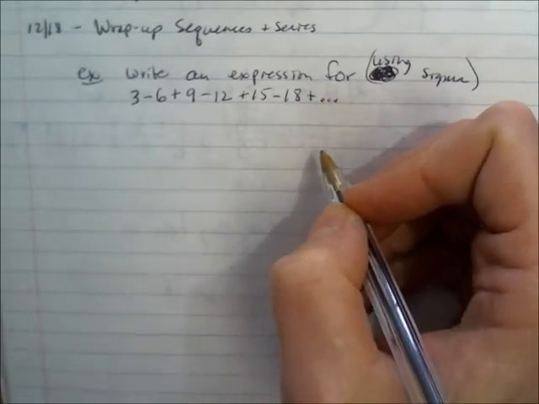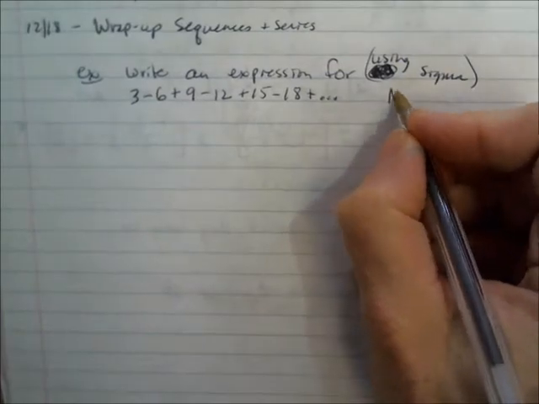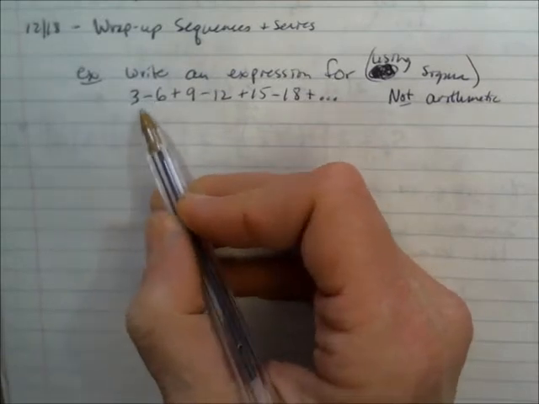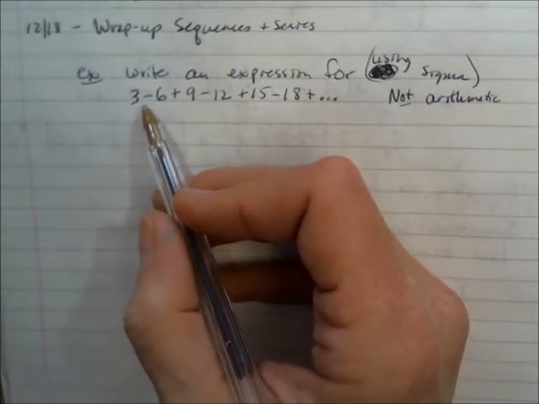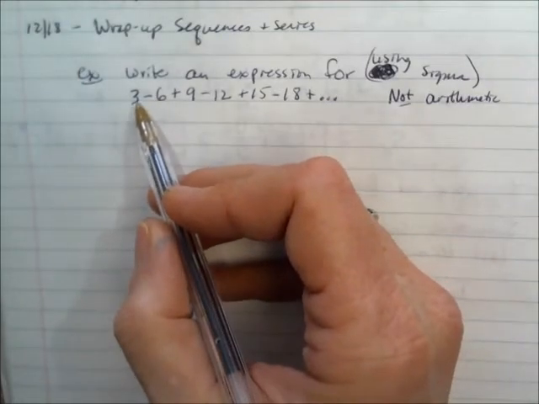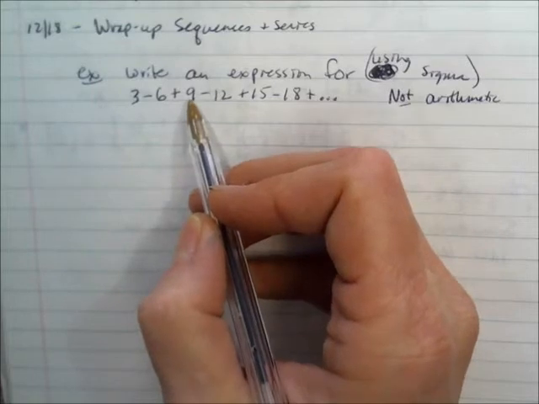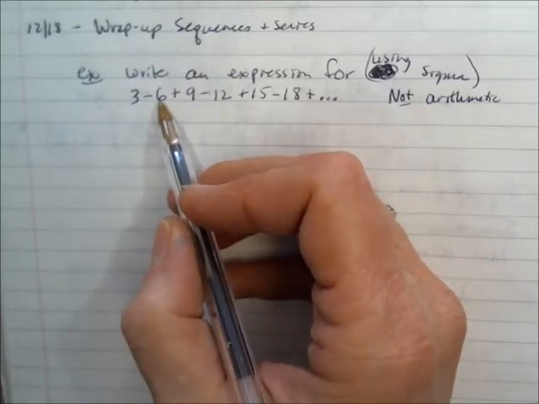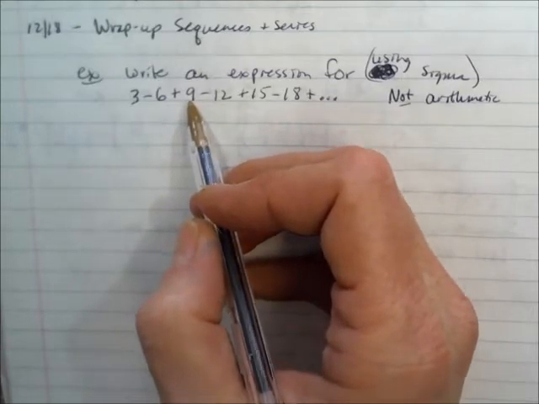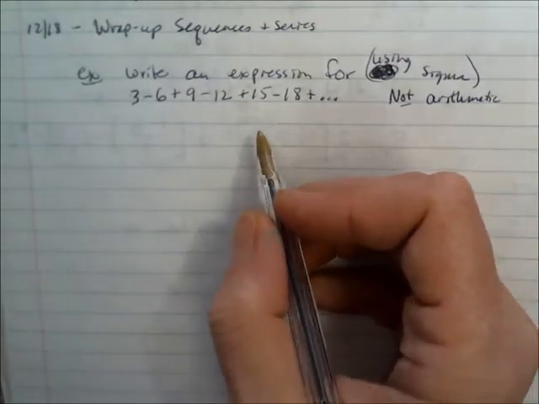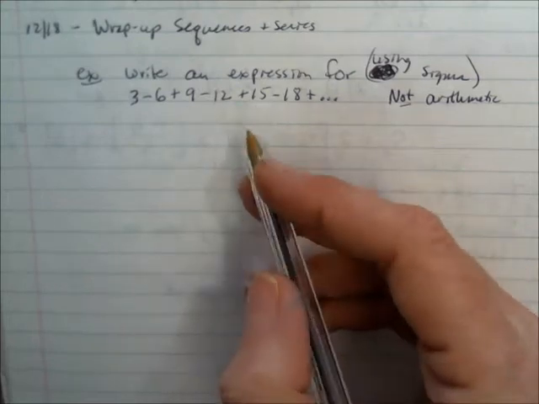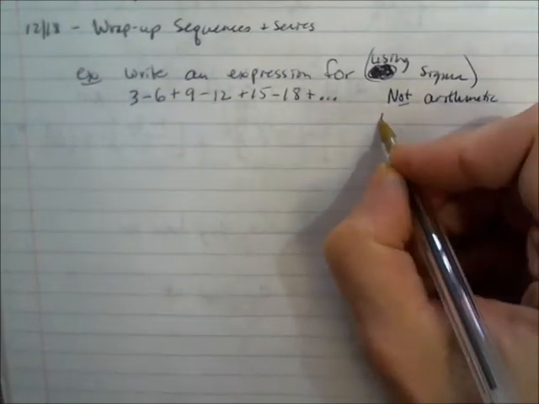infinite series. Now this is not arithmetic because the difference between two consecutive terms is not equal. The difference between -6 and 3 is 9, but the difference between 9 and -6 is 15, and the difference between -12 and 9 is -3. So you have something that's not arithmetic. But if you take the absolute value of these terms, it would become arithmetic.